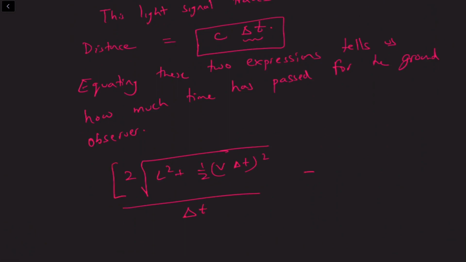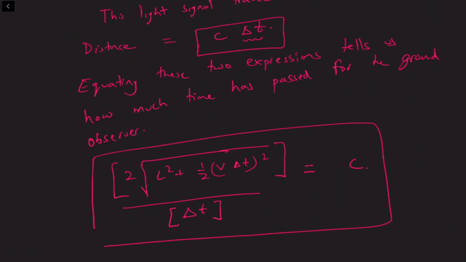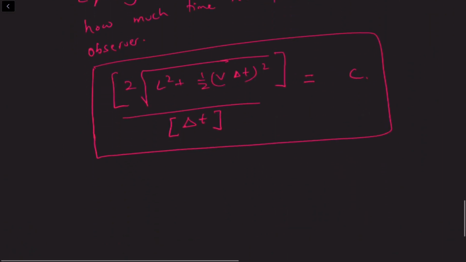So this is the distance that the light beam travels divided by the time it takes to travel that distance. This should be equal to the speed of light. I'm sorry, there should be a square on the whole thing, half v delta t the whole square. Now, this is a quadratic equation with two solutions for delta t, and obviously, we're going to take the positive solution.